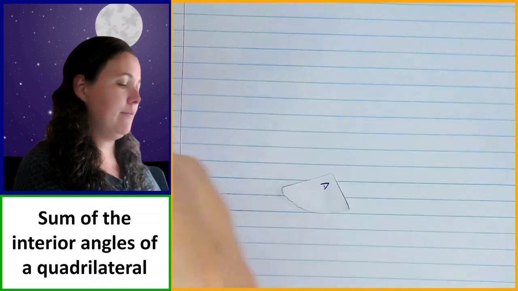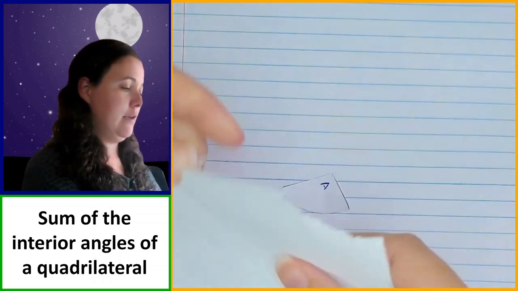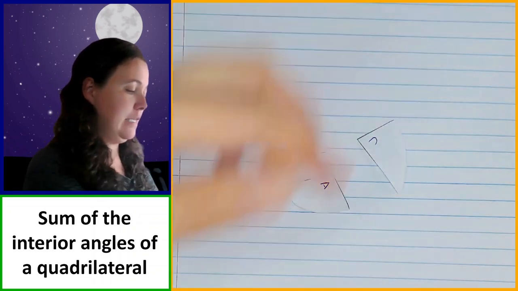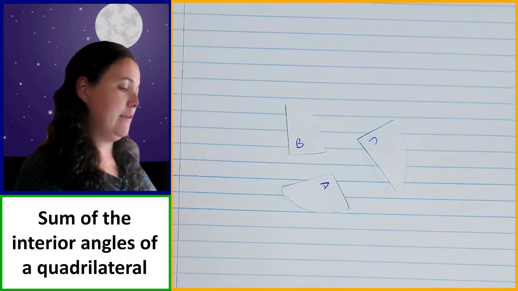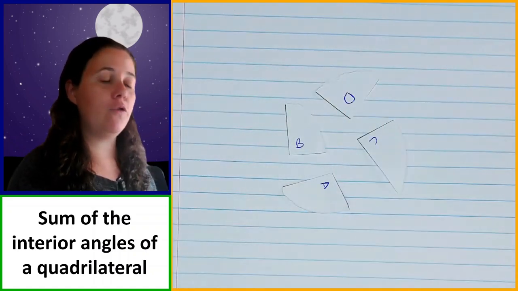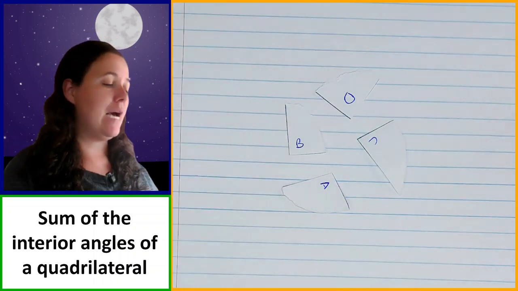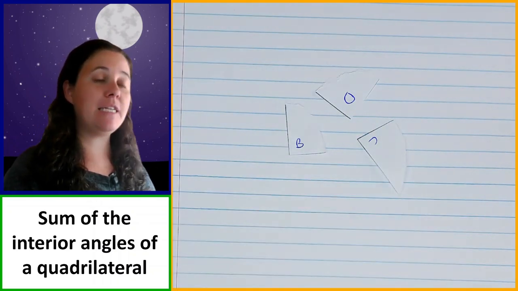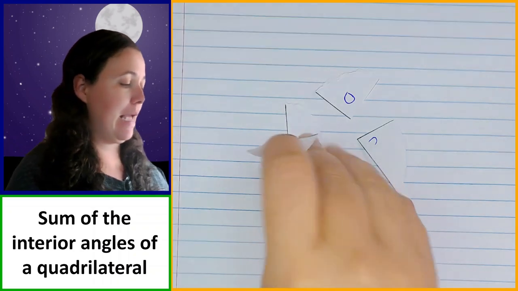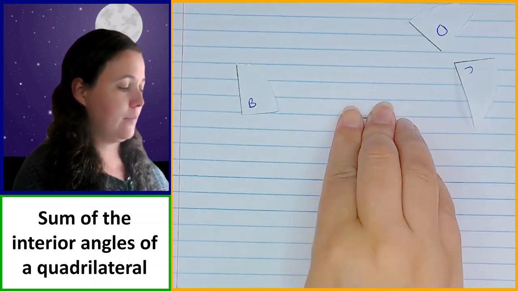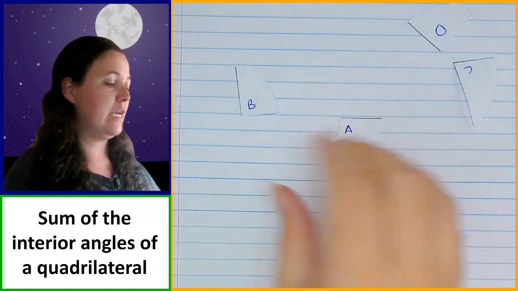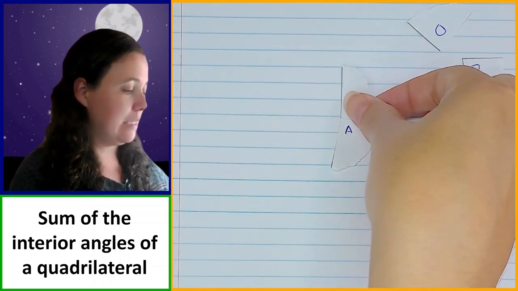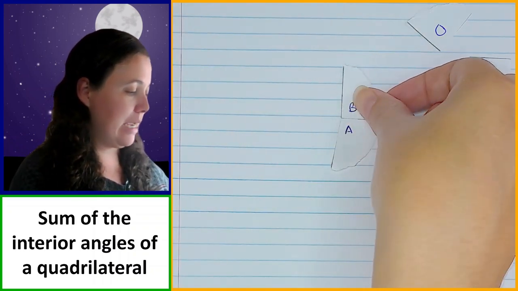So there's my A. Then I've got my B. Then C, and finally D. Now once you've got all four of your corners, take your glue and stick them down so that they are all fitted nicely together. So I'm going to put A like this. It could go any way, it doesn't really matter which way I do it. Then I'll take B and stick it with my glue so that it lies exactly next to A like that.